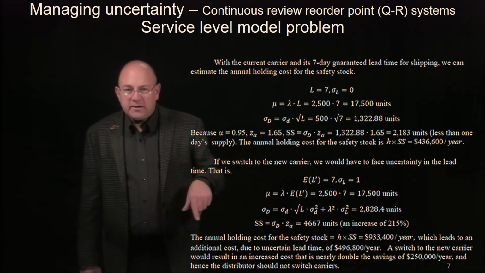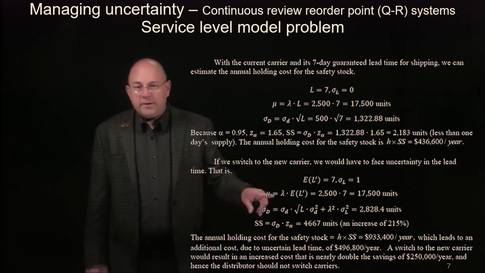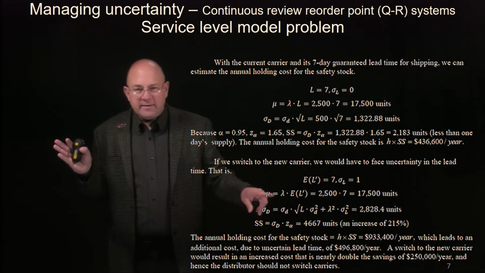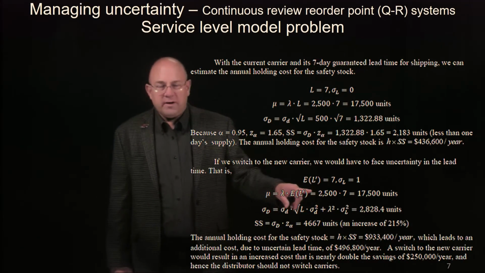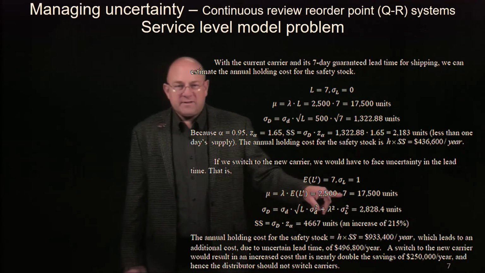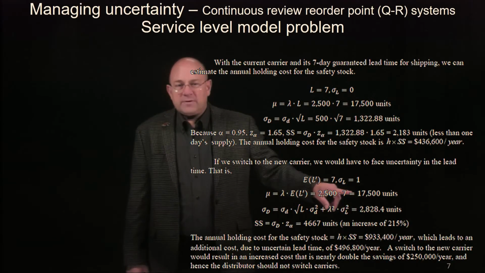Now when I go to calculate my reorder point, again indicated here by the Greek letter mu, it's going to be equal to lambda, which again is just the demand, multiplied by my estimated lead time, which is the 7 days. So it's the same as you saw above, the 2,500 units times the 7 days it takes to arrive, the lead time. In other words, 17,500 units.